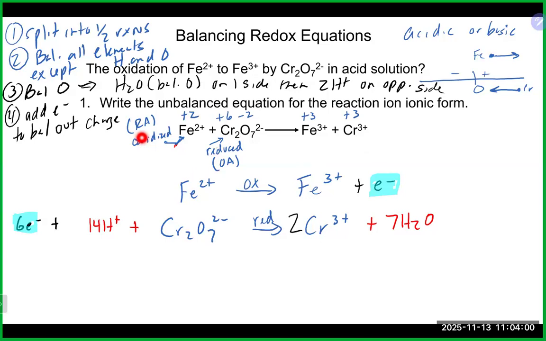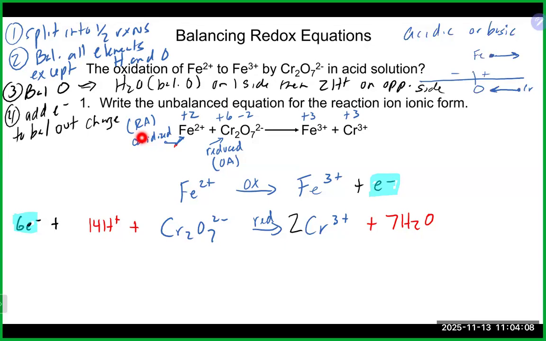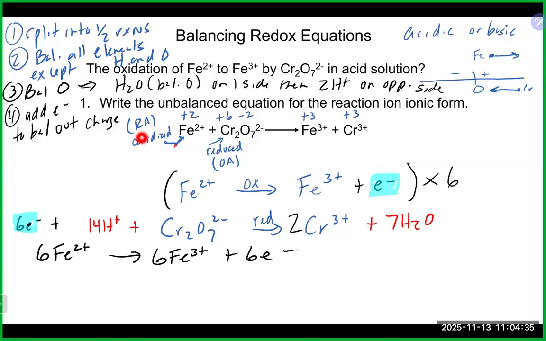All right, now that we did it, we're almost ready to add these back together. A reminder, as we talked about before, before we could add these half reactions back together, the number of electrons in each half reaction does need to be the same, and in this case, they are not. Top one has 1 electron, bottom one has 6. So we do need to multiply the top half reaction by 6 to get the same number of electrons. So I'm just going to write it underneath here. That will give me 6 irons goes to 6 iron 3s and 6 electrons.